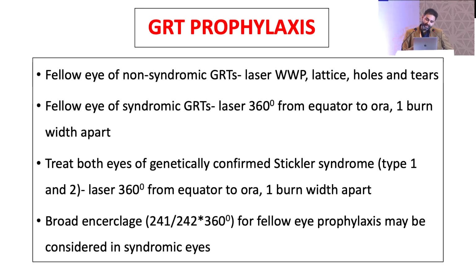And you can also try and look at a broad encirclage as prevention. Mind you, if you do want to go down that route, a mere 240 band will not suffice because you need a broader indent, so a 220 or a 242 widely, and this is to prevent and counteract the anterior contraction of the vitreous base.